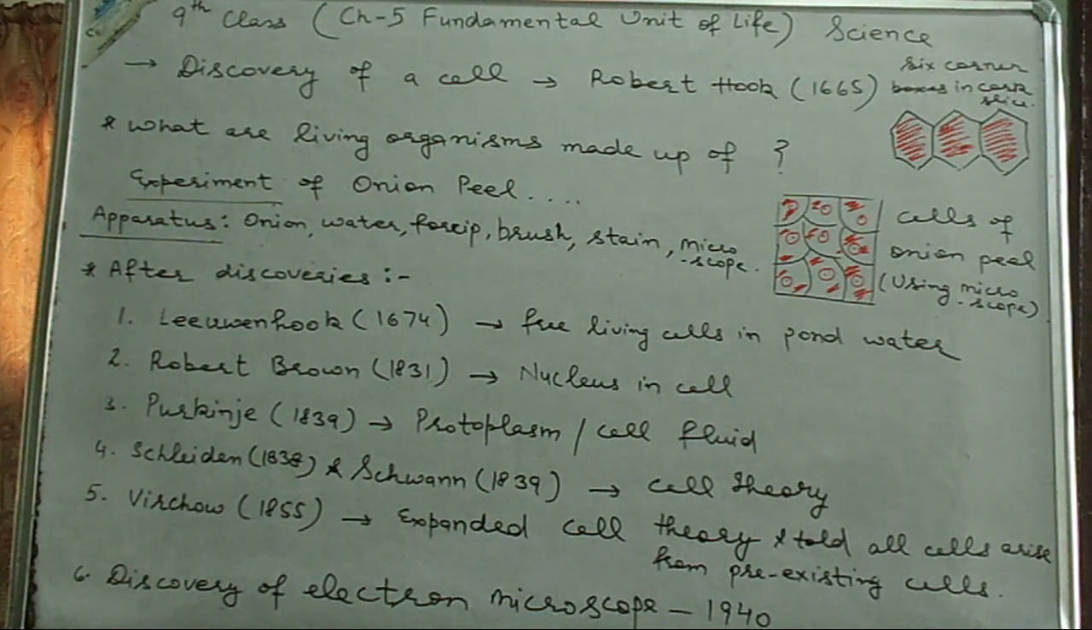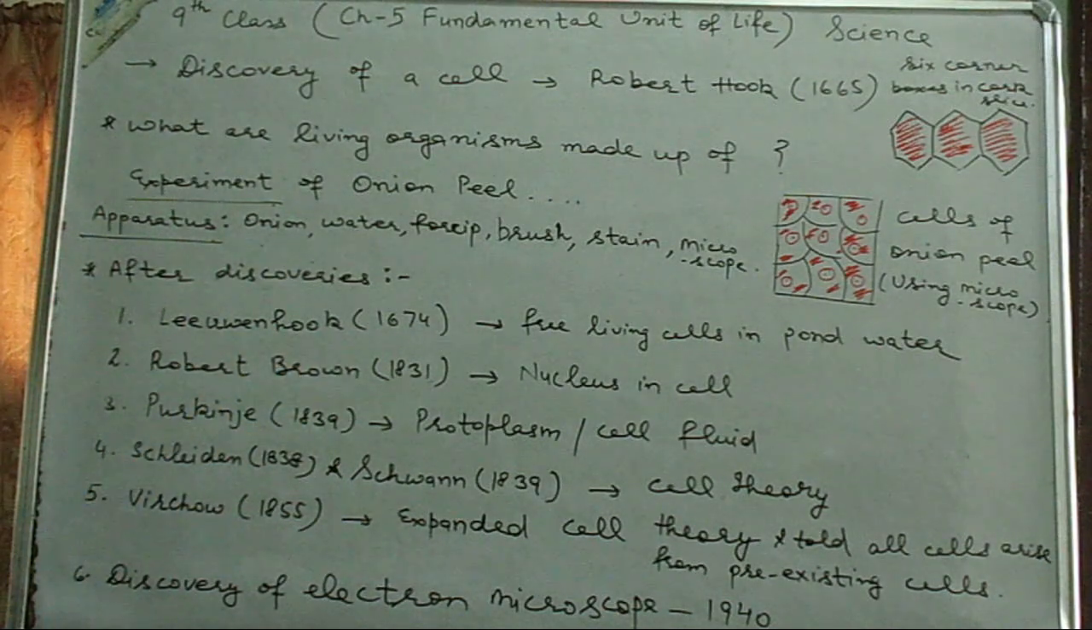Now coming back to the history of the cell. First of all, we learned about Robert Hooke. Then after nearly 20 years, in 1674, Leeuwenhoek tried to search for other cells. He found living cells in pond water. He took a drop of pond water on a glass slide and saw it under the microscope. He saw a free-living cell in that pond water. He was the first man to see it.